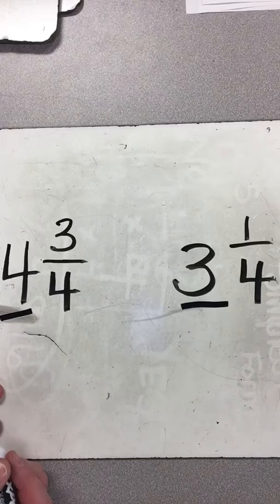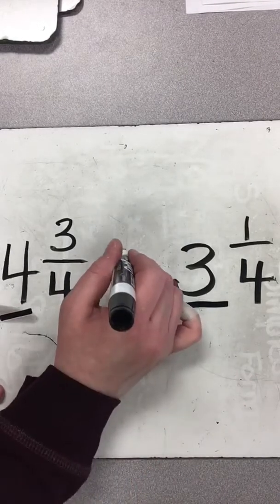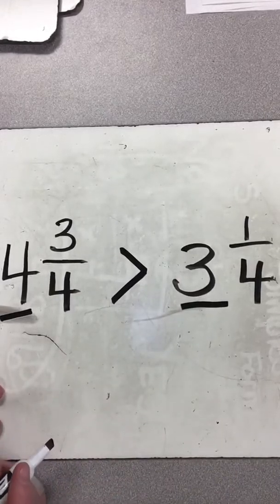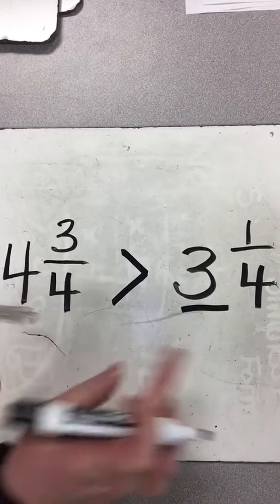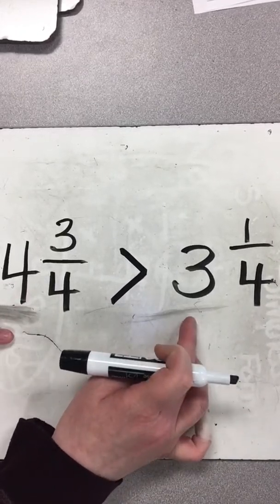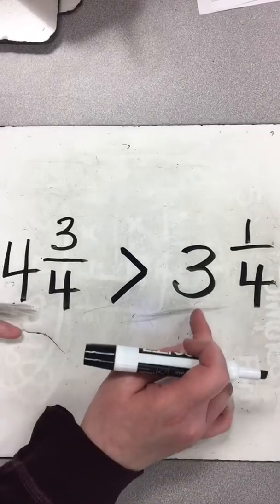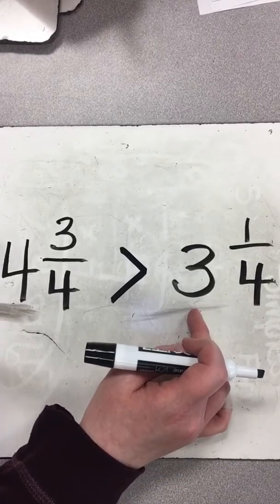Boom. I'm already done. I don't have to do any math because guess what? 4 is bigger than 3. Easy peasy chicken breezy, right? So that is what you do if you have mixed numbers. The first thing you do is you look at your whole numbers. And if one of them is bigger or smaller, you're done. It's just like comparing regular numbers.